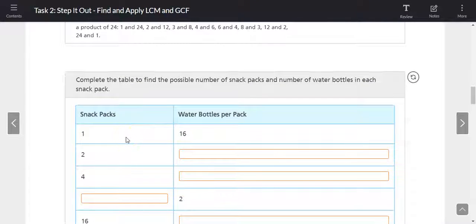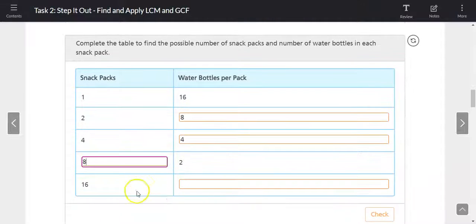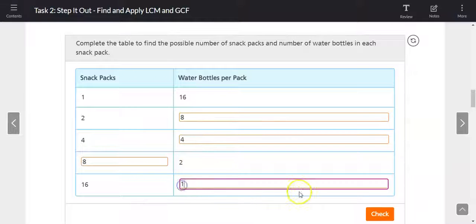If I only had 1 snack pack, I'd put all 16 in. If I had 2 snack packs, I'd need to split it up separately. So 2 times what is 16? And that is 8. Then 4 times what is 16? That is 4. 8 times what is 16? And that's how we're going to get 2. And 16 times 1 would be 16.